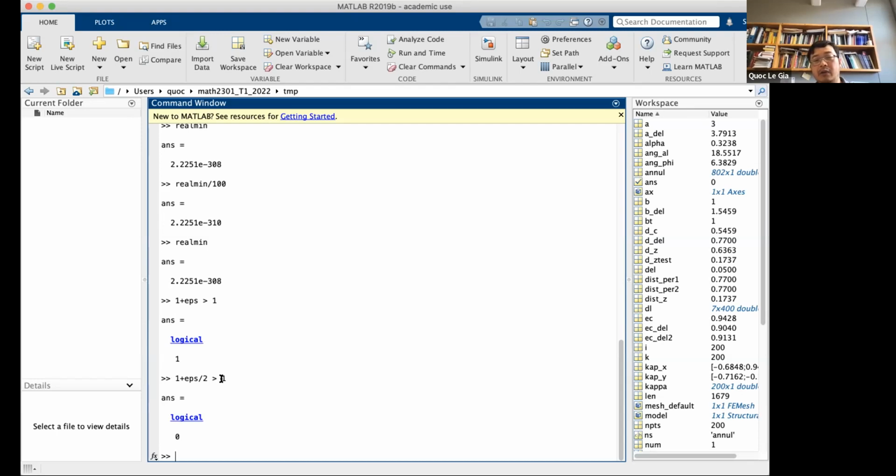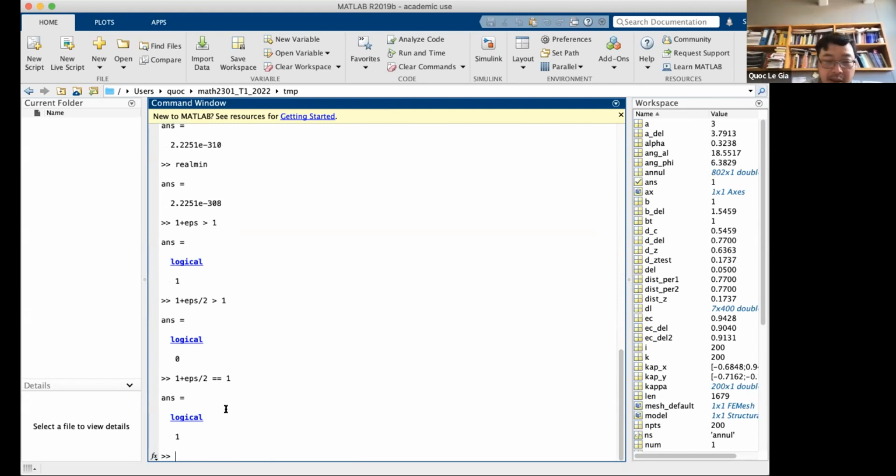Because 1 plus epsilon over 2 is still something. I don't say that epsilon over 2 got rounded to 0, but I say that 1 plus epsilon over 2 got rounded to 1. So epsilon over 2 doesn't automatically get rounded to 0, but 1 plus epsilon over 2 just got rounded to 1. There are some delicate procedures when two floating point numbers are added inside a computer. That is a good point.